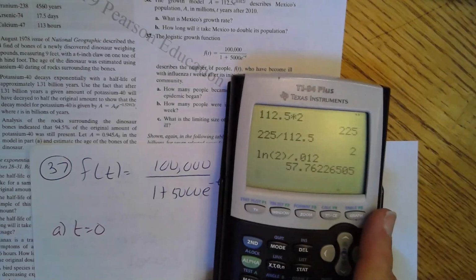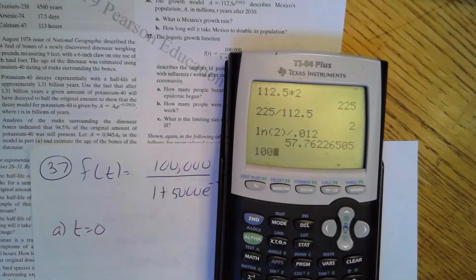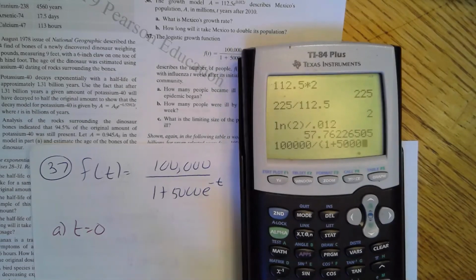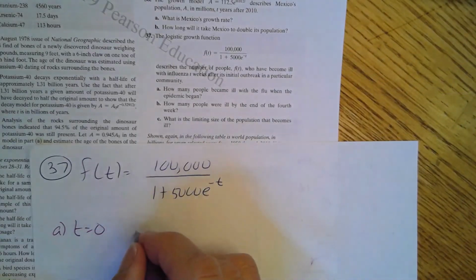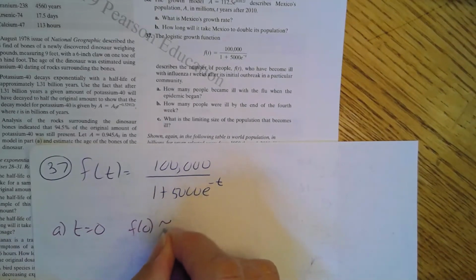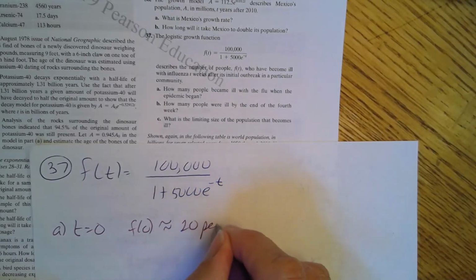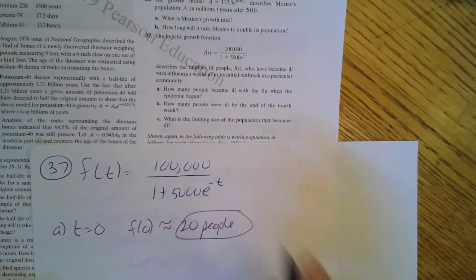So we're going to have 100,000, and be careful how you type this in, 100,000 divided by parentheses, 1 plus 5,000. And then I'm not going to raise e to the negative 0 because I know anything to the 0 power is 1. So it's just going to be 1 plus 5,000. So how many people were sick when the epidemic began? About 20 people. So approximately, f of 0 is approximately 20 people. So about 20 people were sick when the epidemic began.